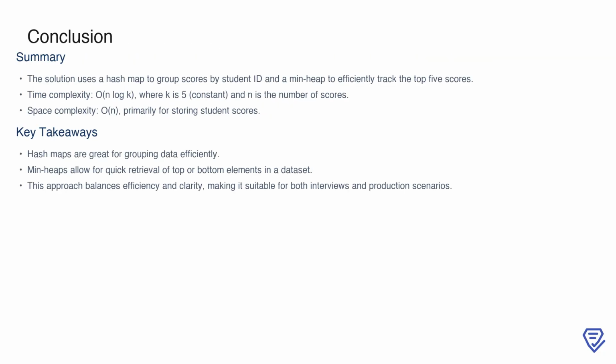Today, we explored how to solve the High Five problem using hash maps and min-heaps. Remember the key takeaways about efficient data structures like hash maps for grouping and heaps for priority-based retrieval.